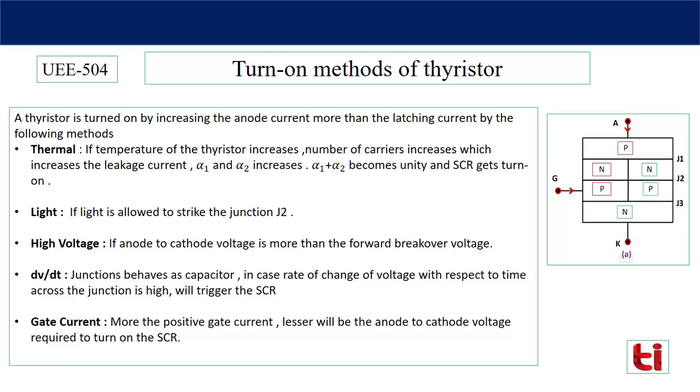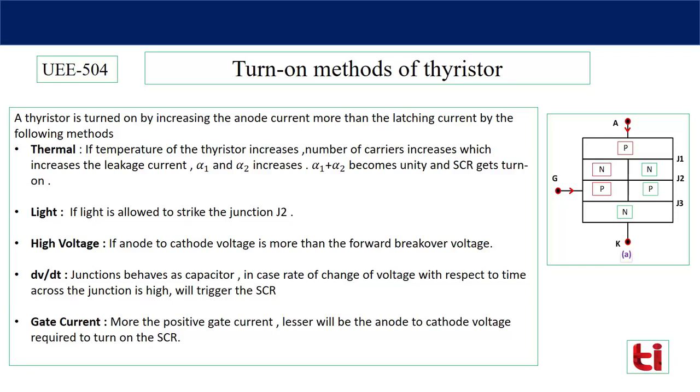Next method, gate current. We know that if a positive gate current is applied at junction J2, then because of that positive supply voltage, it will attract electrons towards itself, and they will be attracted towards the cathode as well as the gate. So junction J2 will break down.